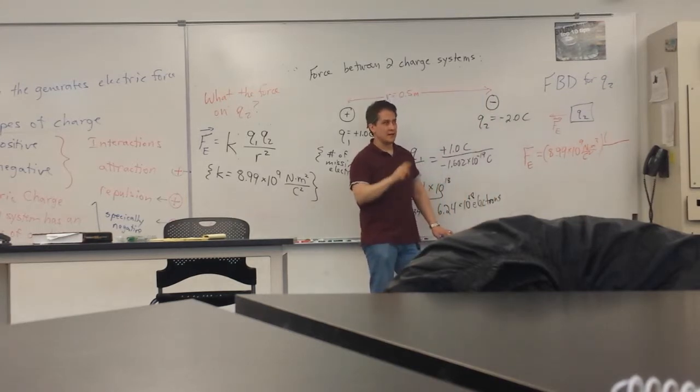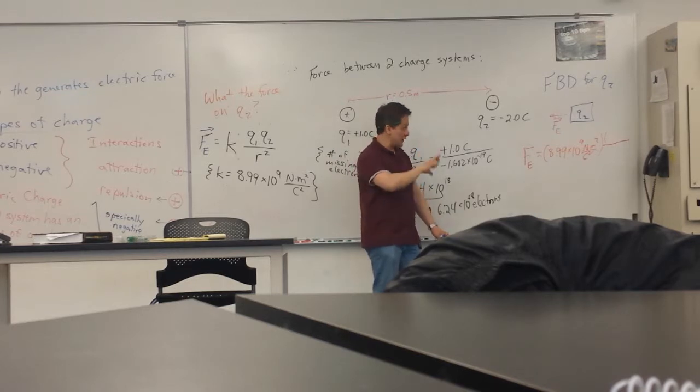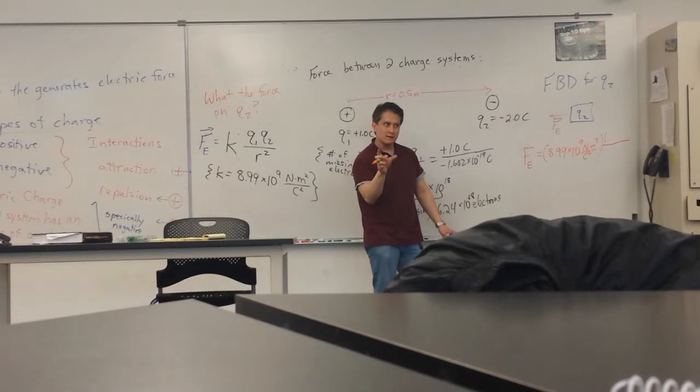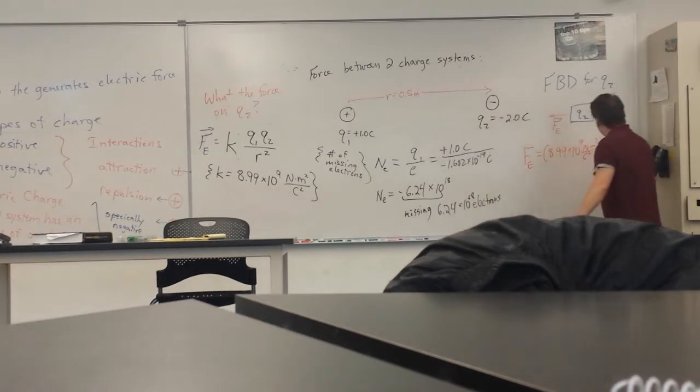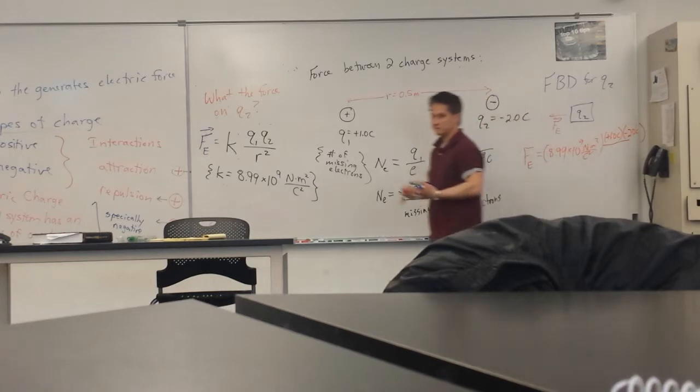Is it positive or negative? I'm going to tell you now, but I'll probably remind you a few times later: use the sign of the charge with the value, and you'll see why. So it's plus 1 coulomb times minus 2 coulombs. Oh, I hate when I run out of boards. They have it on the wall.